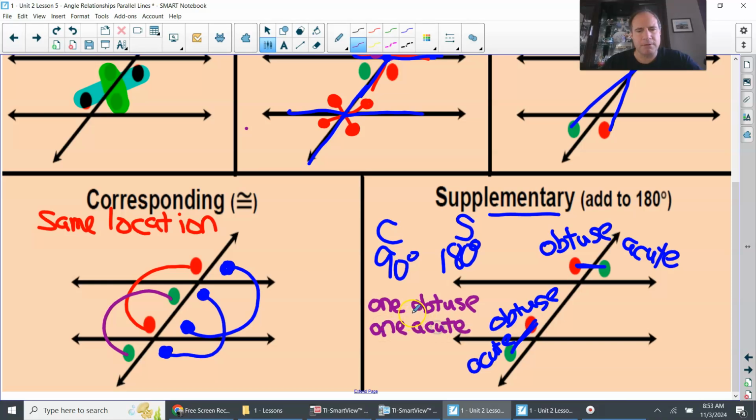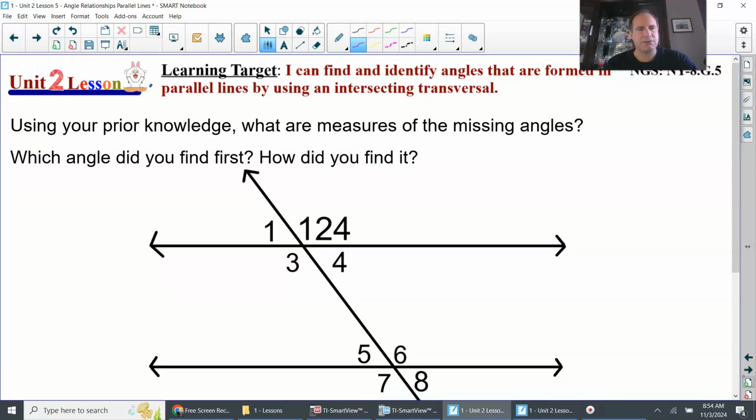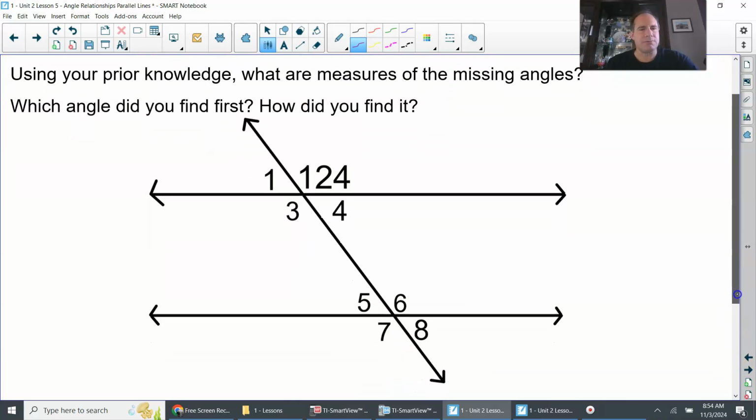So remember, if you have an obtuse angle and an acute angle, they are supplementary. If you're picking 2 obtuse angles, they are not going to be supplementary. If you're picking 2 acute angles, they're not going to be supplementary, because remember, they have to add up to 180 degrees. This obtuse angle and this acute angle make 180 degrees. This obtuse angle and this acute angle make 180 degrees. They are supplementary angles.